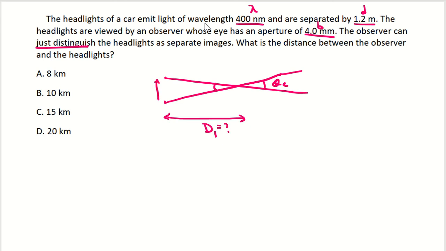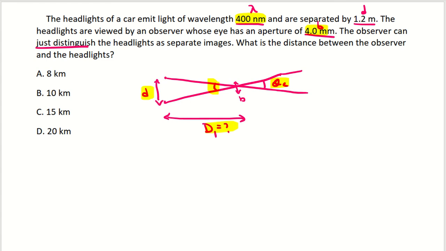So we know that this is D, here it's b. All I have to do is use b, the diameter of the eye, with the wavelength to find the critical angle, and then from the critical angle I will use the small angle approximation, which states that this angle is the opposite over the adjacent, and I will be able to find D1. So try doing it yourself.